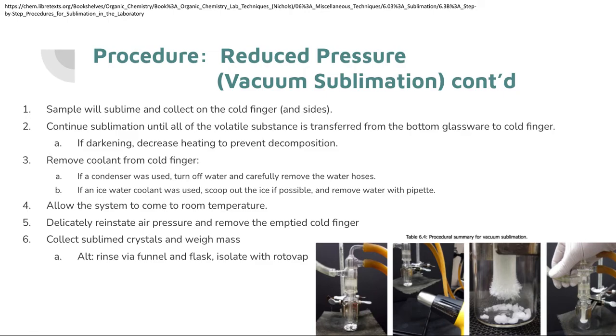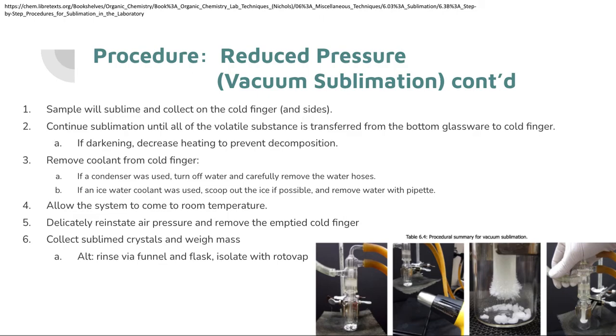Then remove the coolant from the cold finger. If a condenser was used, turn off the circulating water and carefully remove the water hoses from the apparatus. If an ice water coolant was used, scoop out the ice if possible and remove the water with a pipette. Allow the system to cool to room temperature, and then delicately reinstate the air pressure to the apparatus. An abrupt opening of the system will cause the air to violently enter the apparatus and may cause crystals to dislodge from the cold finger.